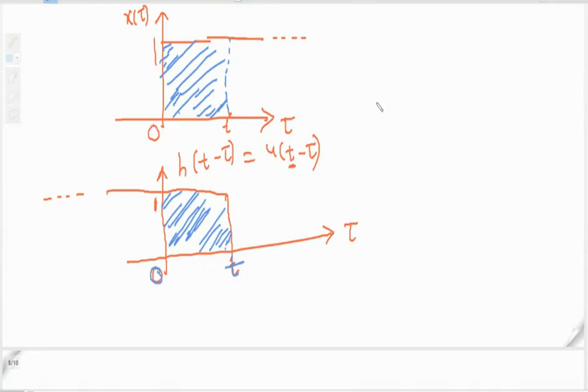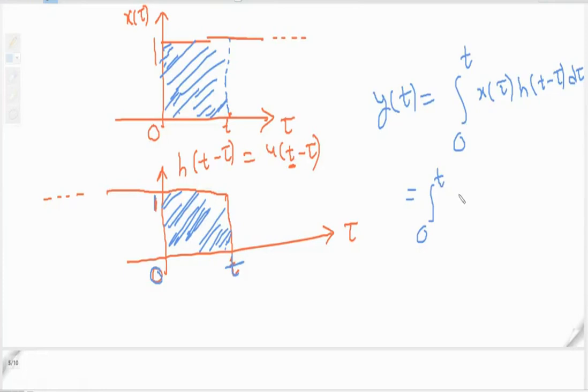Integration limits: y of t equals integration 0 to t of x of tau into h of t minus tau. This is the convolution formula. We are calculating convolution, we are calculating y of t. What is the amplitude of x of tau? 1. What is the amplitude of h of t minus tau? 1. So 1 into 1, 1. So integration 0 to t of 1 into 1 d tau. What is the integration of d tau? Tau, limits 0 to t. So the answer is y of t equals t.